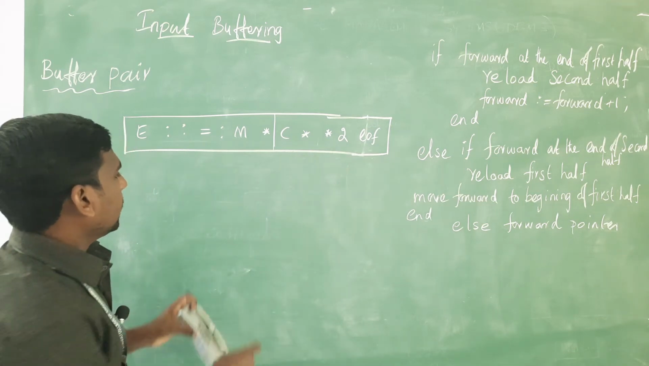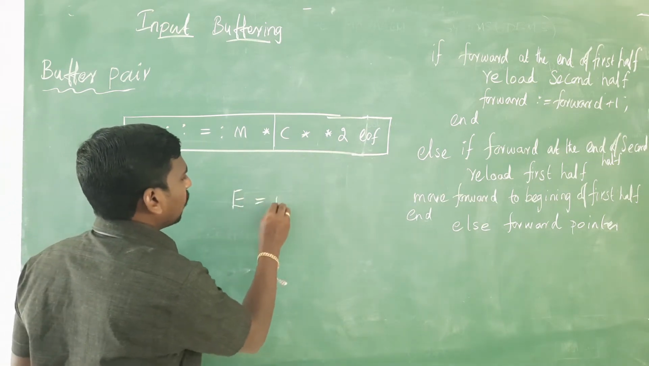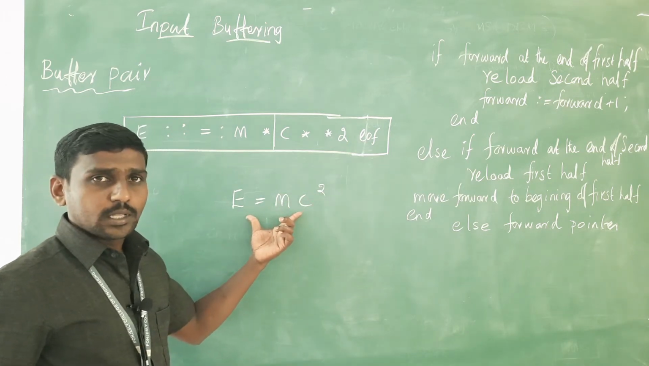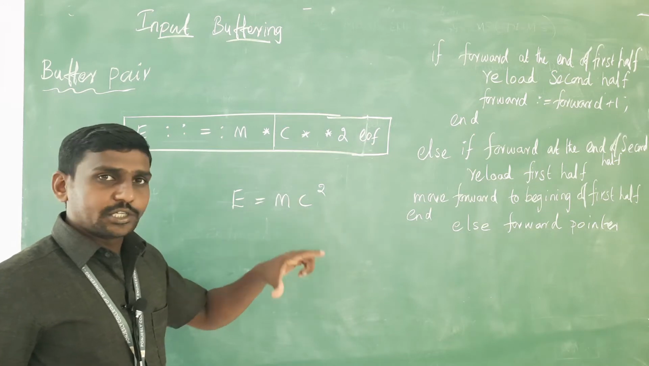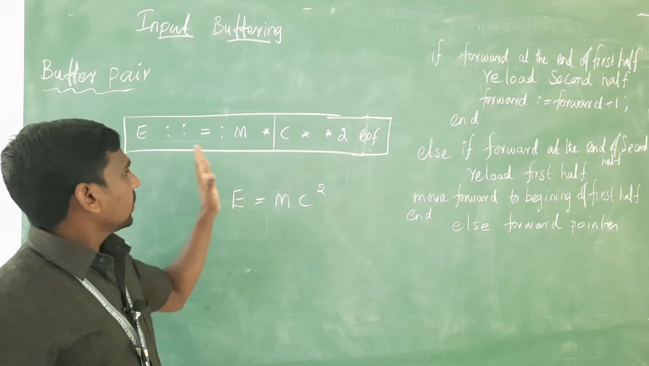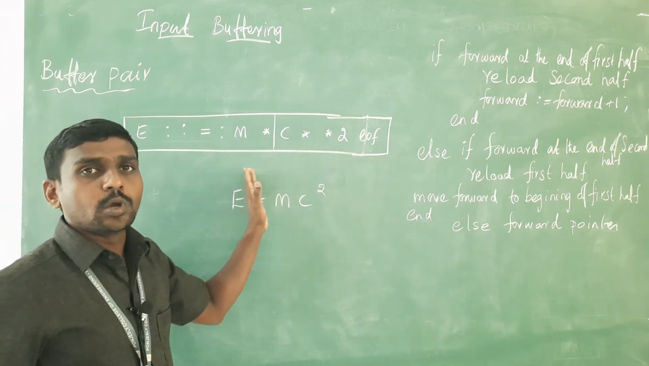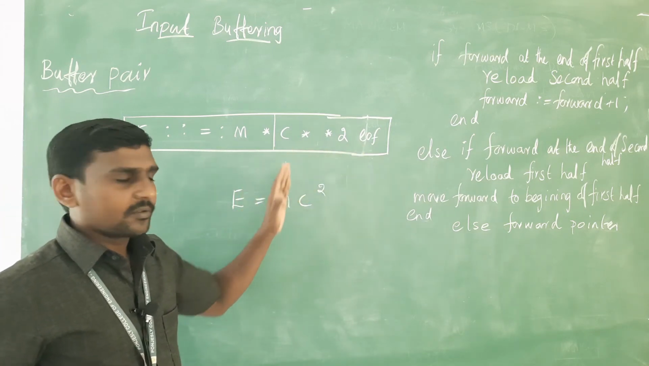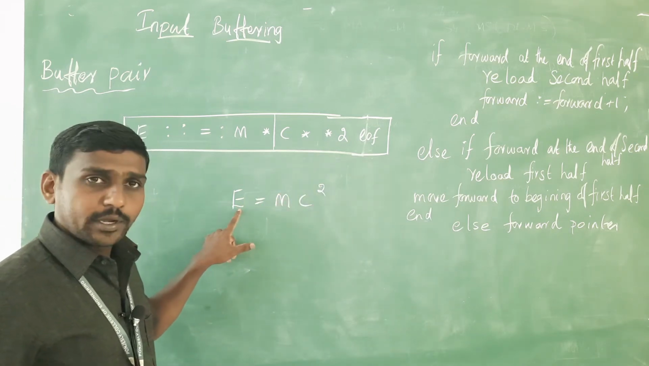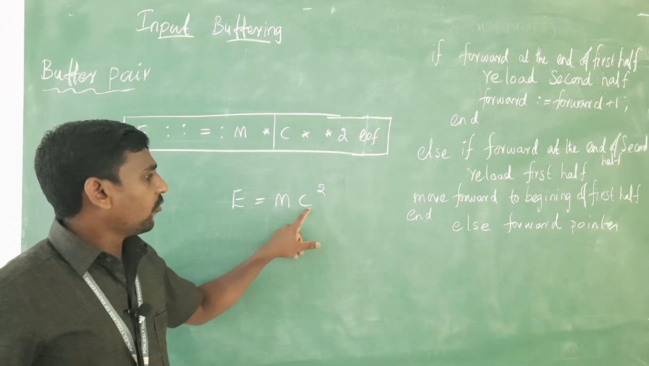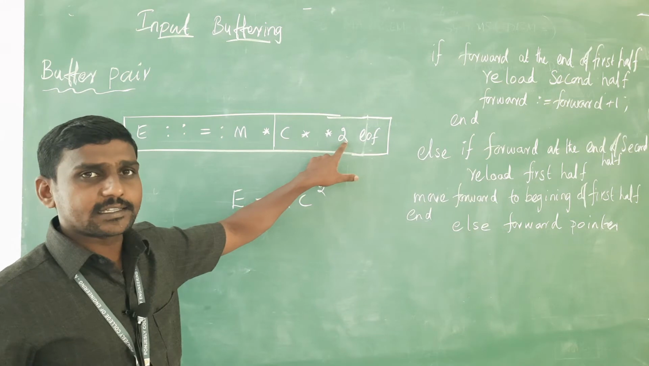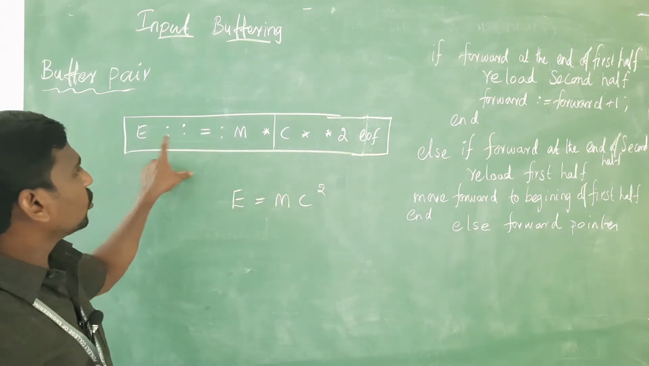For example, take the expression E = MC square as the source code. Let us see how it is converted into tokens by the lexical analyzer and how it is placed in the buffer. The buffer is split into two equal halves of n characters each. For example, E = M * C ** 2 has 8 characters, so we can split it into two halves.